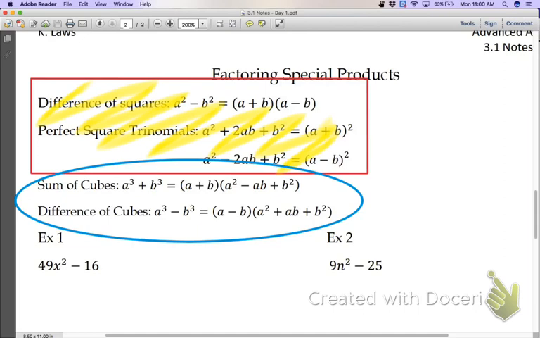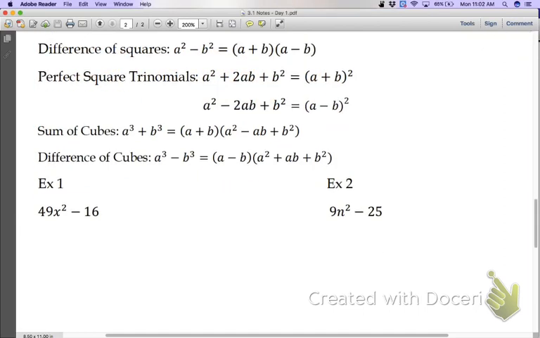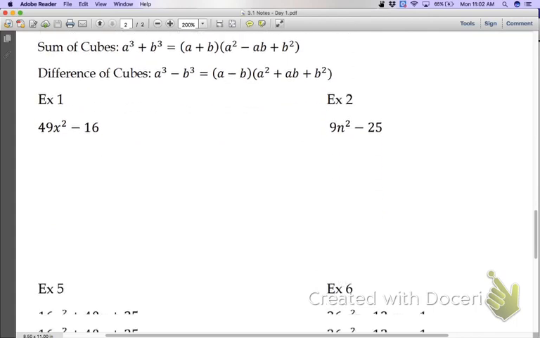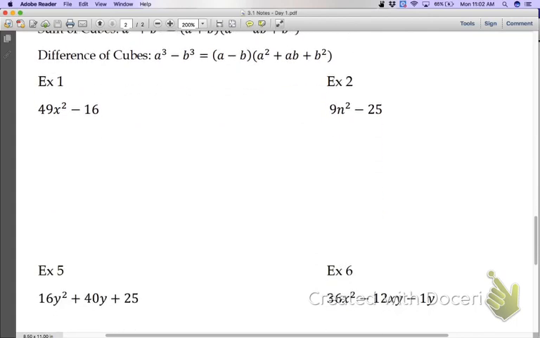So if I have 2 values, like x squared minus 16, I have 2 values, so it's a difference of 2 squares. The first thing I want to do is check to see, is 49x squared a perfect square? Well, yes it is. Is 16 a perfect square? Yes it is. Do I have a subtraction in the middle? Yes I do. So it's going to be a difference of 2 squares.